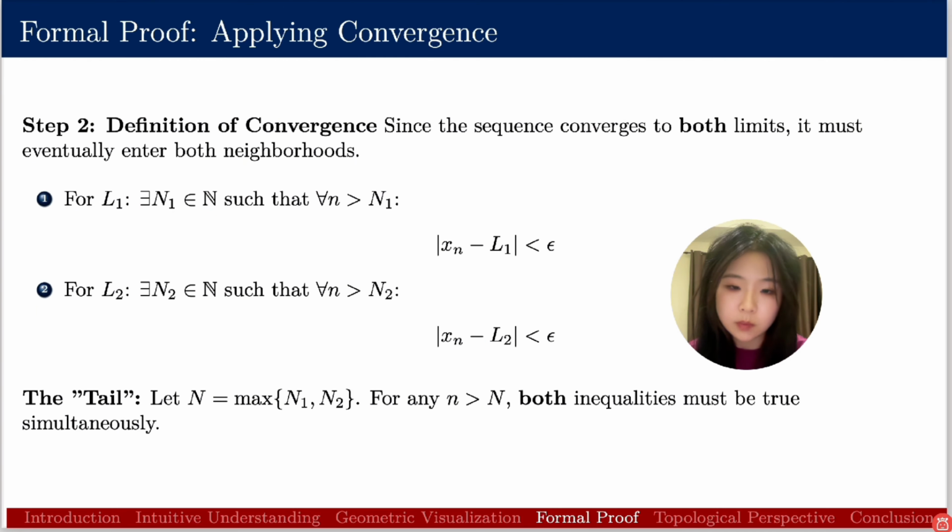Now here is a key move. We let N be the maximum of N1 and N2. By picking the larger number, we guarantee that for any n greater than N, both conditions are true at the same time. The sequence terms are now trapped in both neighborhoods simultaneously.